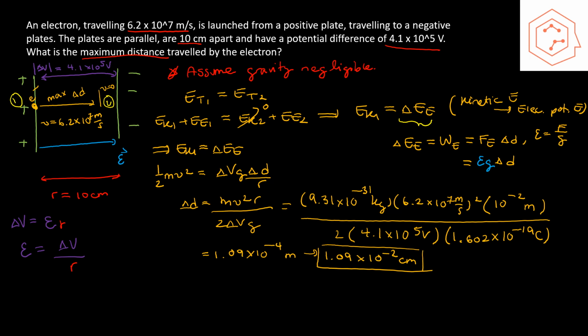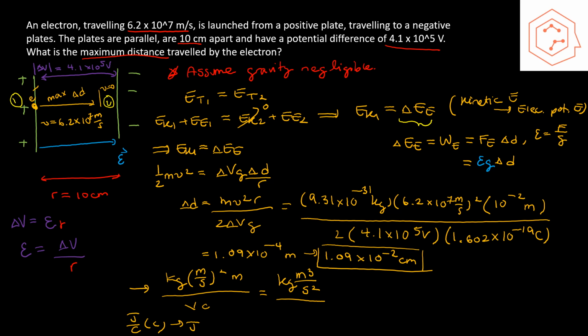And if we do some unit analysis, we have kilograms times meters per second squared times meters divided by volts times coulombs. This is equal to kilograms meters cubed divided by seconds squared. A volt is a joule per coulomb, so joule per coulomb times coulomb is just joules. A joule is a Newton meter, so this is a Newton meter, equal to kilograms meters cubed per second squared.